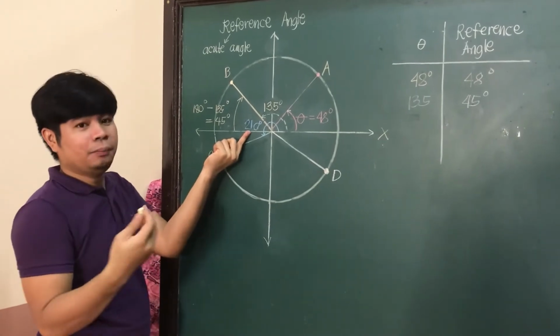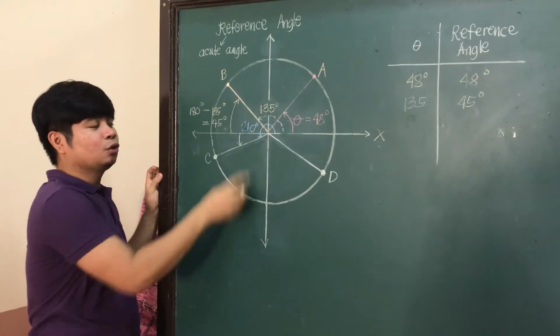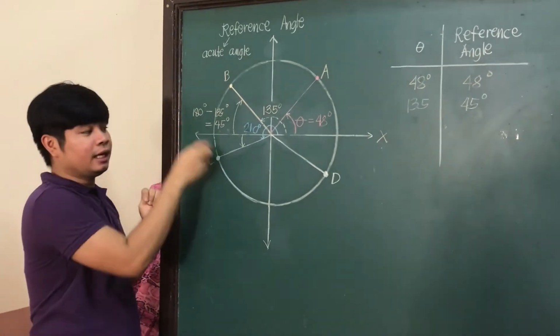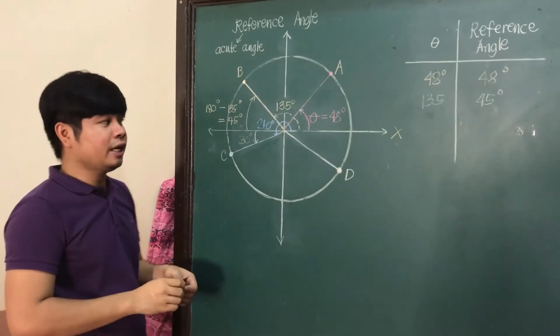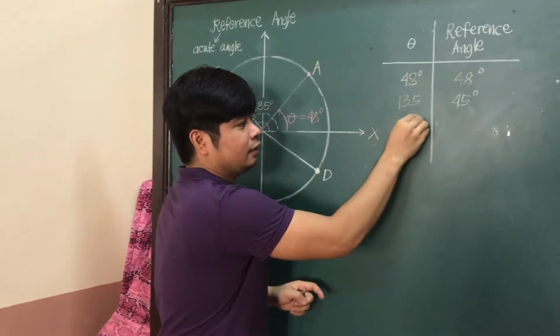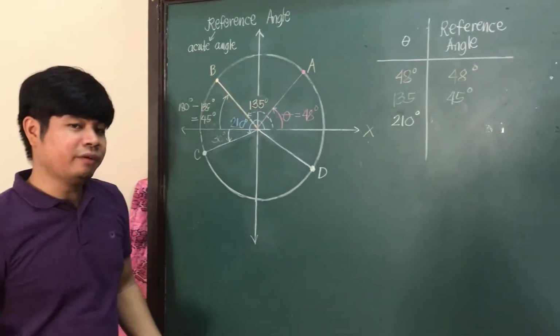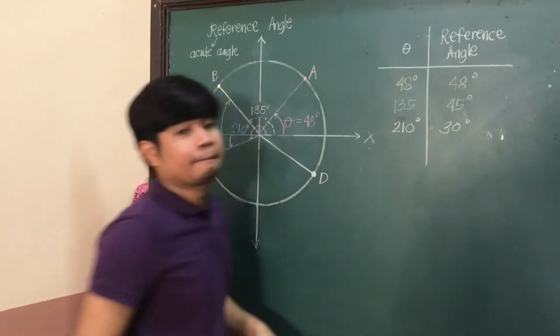Okay, by how many degrees? That is 210 degrees minus 180 is 30 degrees. So meaning to say, if the angle measures 210 degrees, then its reference angle is 30 degrees.